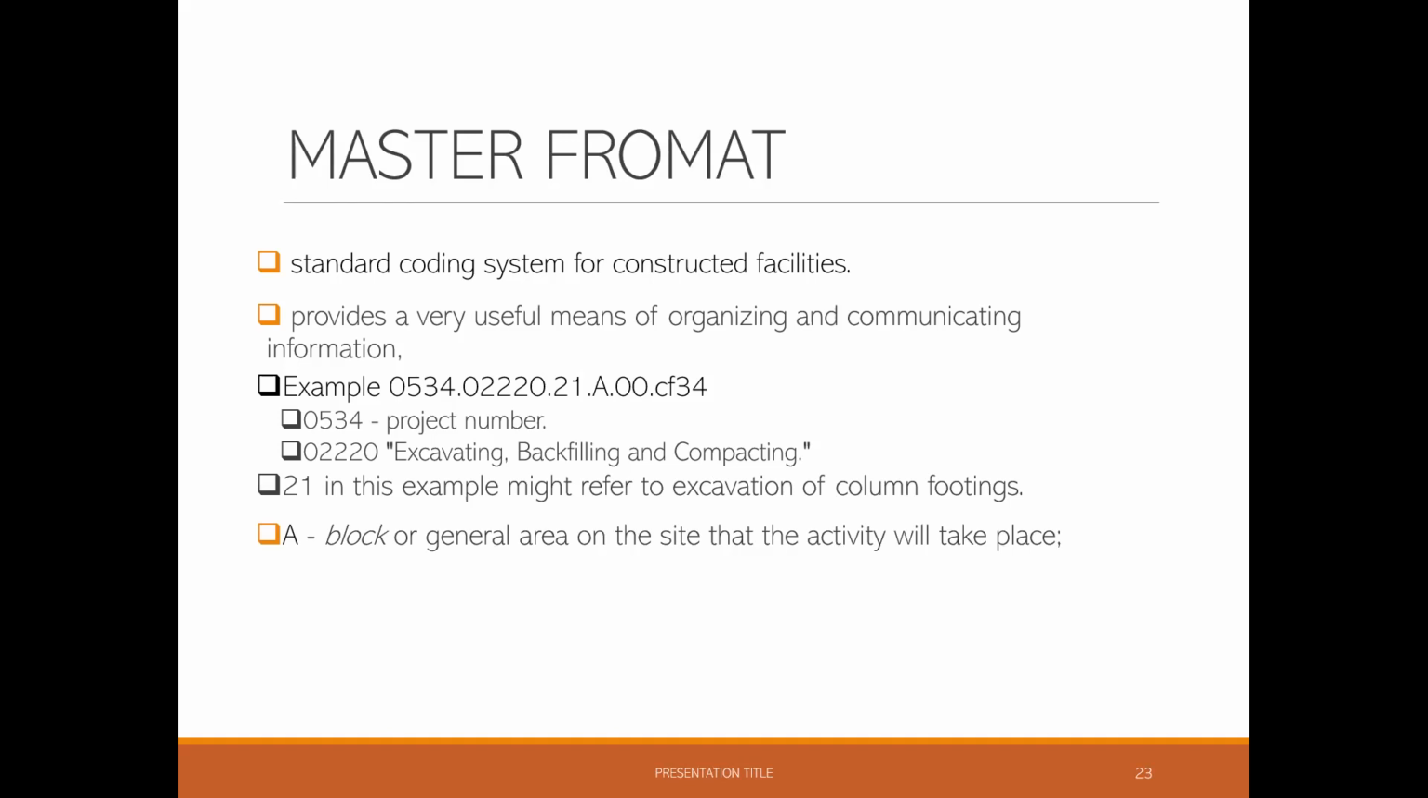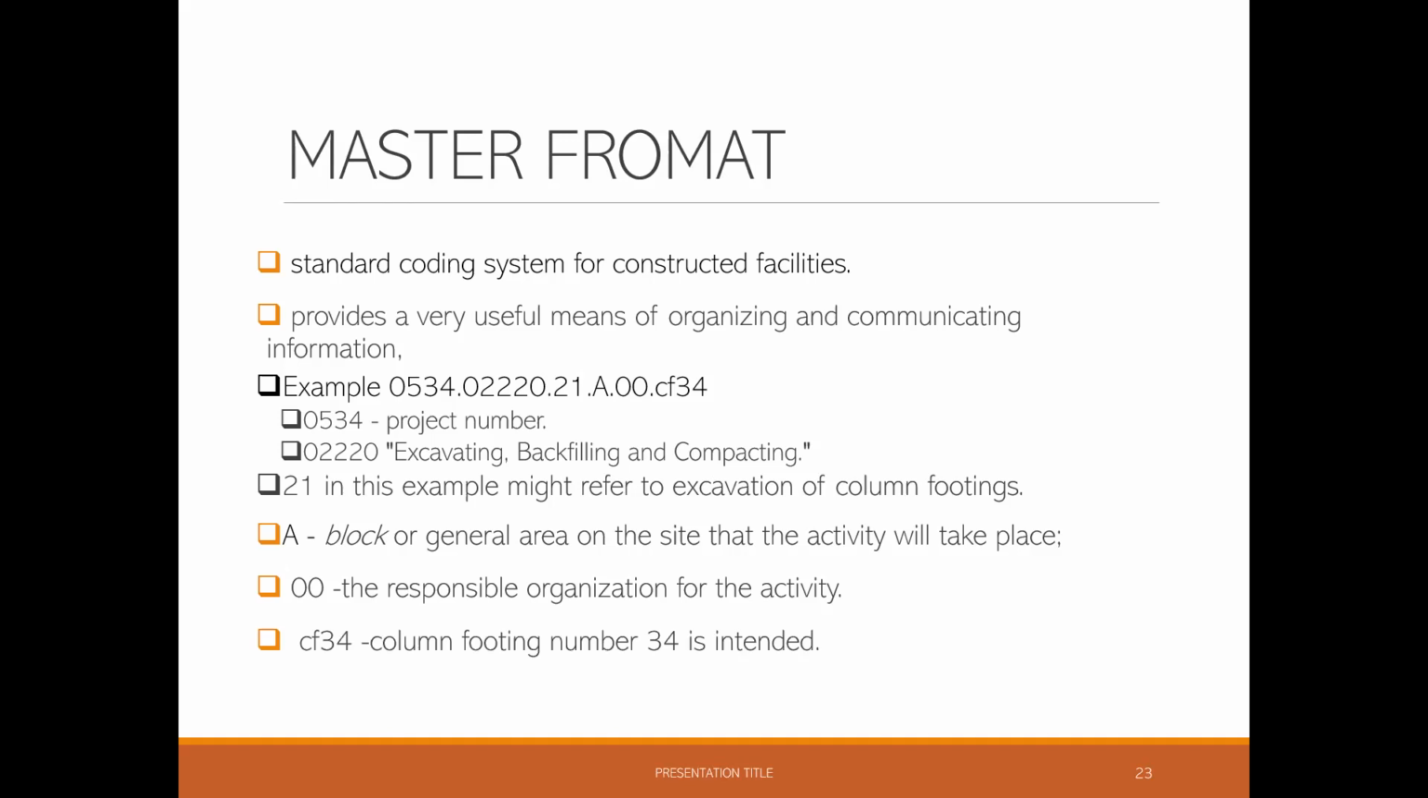A is the block or general area on the site where the activity will take place, for example, on the left side or the eastern side of the project, maybe the side facing the road or otherwise. Now, the digits 00 could be replaced by a code to indicate the responsible organization for the activity. For example, there's a contractor we have hired to do this job of footing. So he must have a code. So we say this is organization number 1 that we have hired for doing all the foundation work or maybe the superstructure as well. So we can assign that code to him or her, whoever that is.